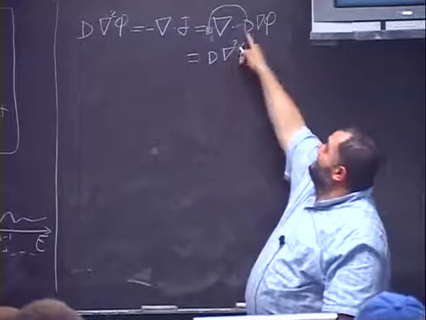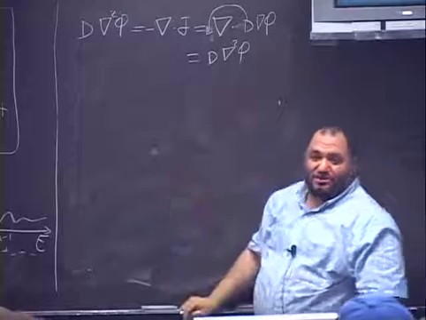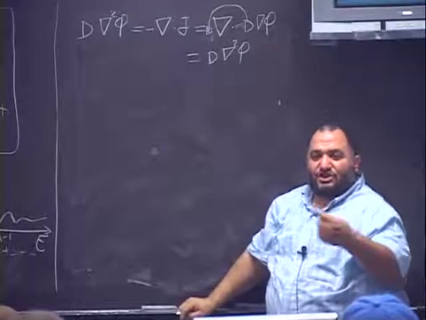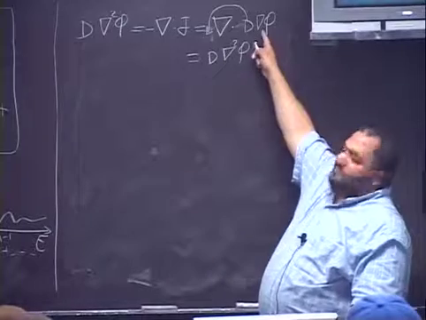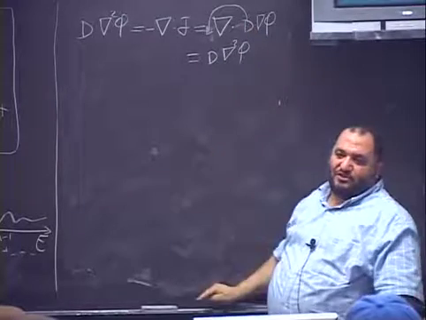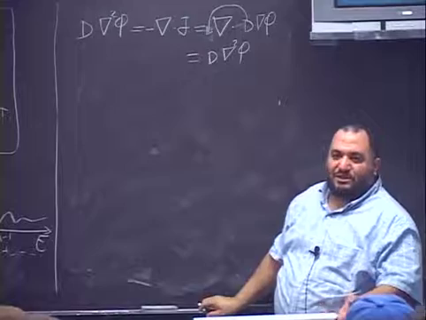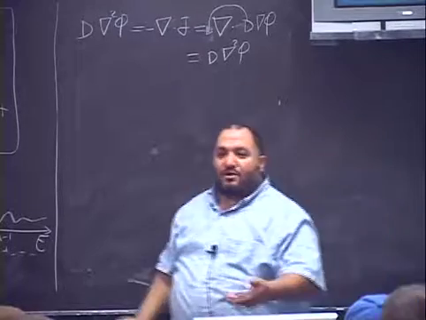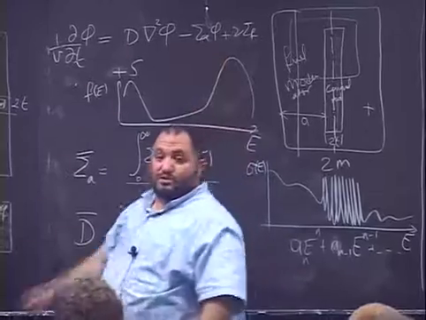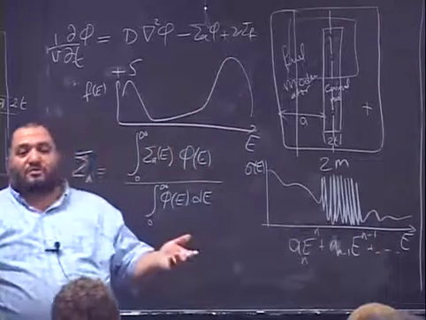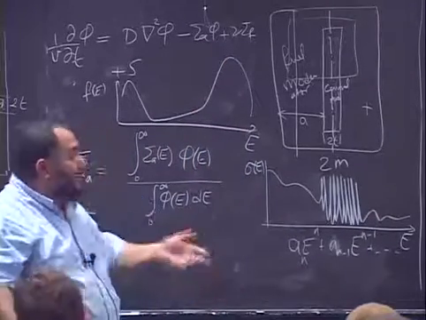This allows us to bring it outside, because the nabla is just differentiation with respect to space. If this is a constant multiplied by a function, I can take it outside the differentiation. So this is the assumption that we made: we assume that D, nu, sigma fission, and sigma absorption are independent of space. But this is not the case.